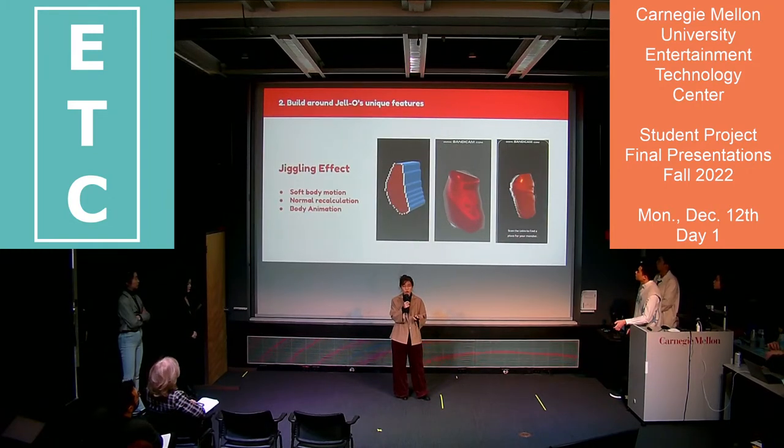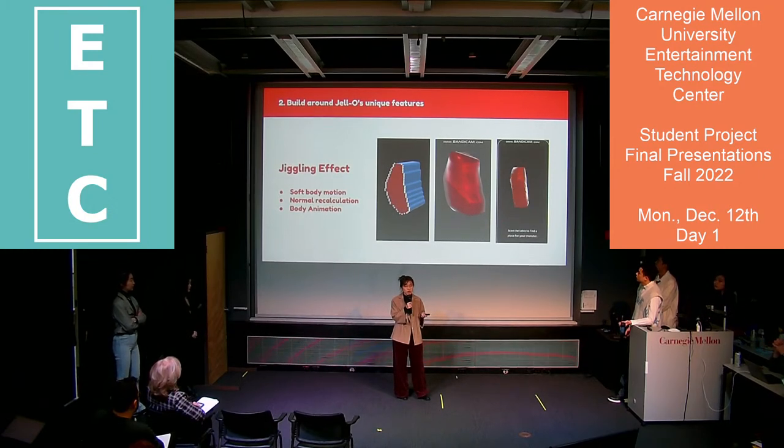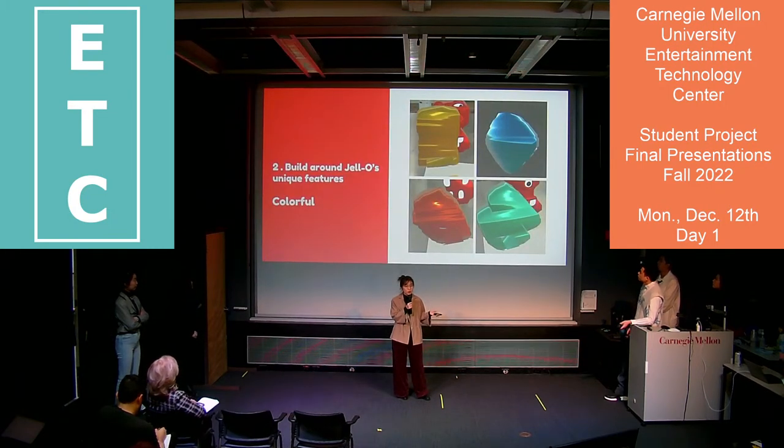Our second key challenge is how to implement the unique Jello features into the digital Jello monster's body. With the soft body motion and the normal recalculation, we got this key jiggling effect done before halves. Without rigging, our Jello monster's body animation is completely done by code. So this jiggling effect not only helped to make the Jello mesh look more like Jello, but also helped to improve the visual performance of those simple animations. Third, we also completed the color recognition for Jello's colorful features, supporting the story of feeding monsters with different colors of Jellos related to different emotions.